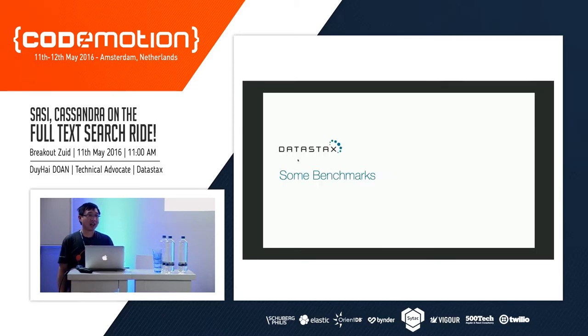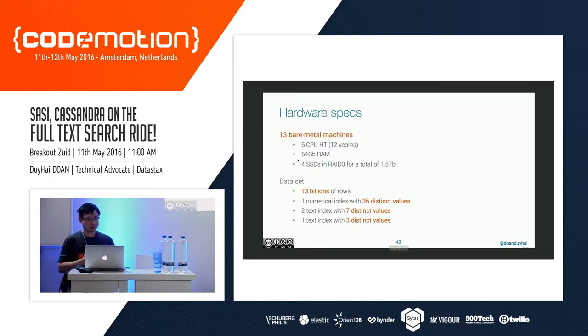Some benchmark. How does it work? How does it perform? Before presenting this new index, I benchmarked it myself. I have 13 bare metal machines, 6 CPU, 64 gigabytes of RAM, and a lot of SSD, so very fast. No problem with I/O.